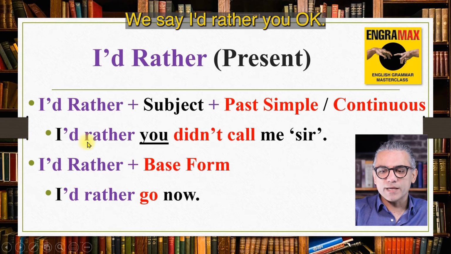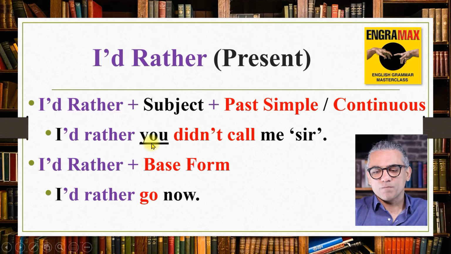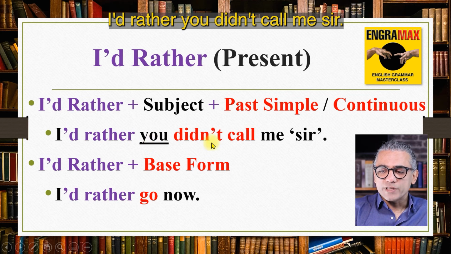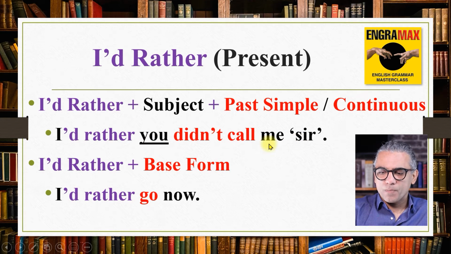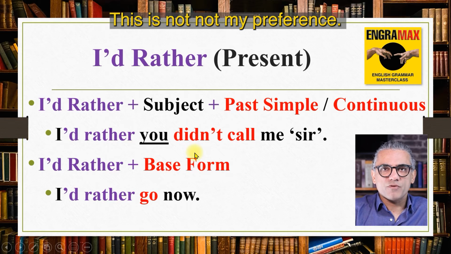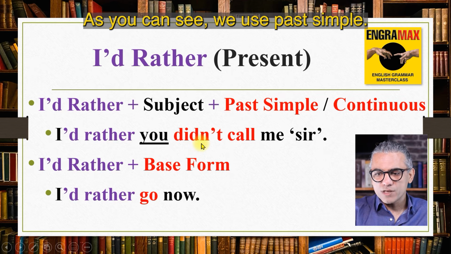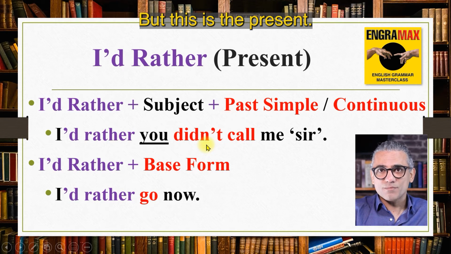What does that mean? We say, I'd rather you. Okay, you are clarifying this preference is about someone specific. I'd rather you didn't call me sir. It means I don't like this. This is not my preference. I prefer for you not to call me sir. As you can see, we use past simple, but this is present.